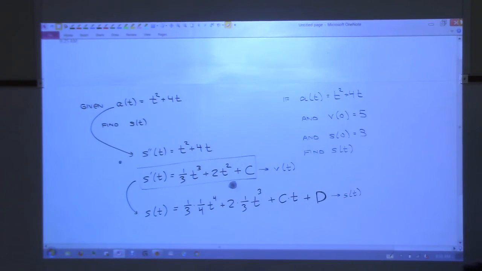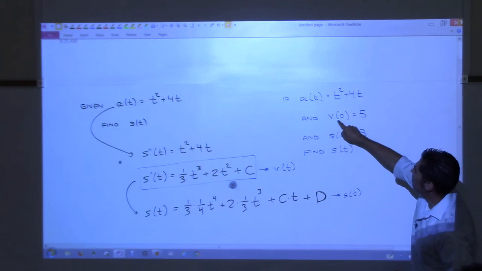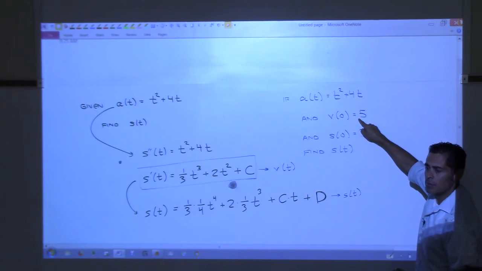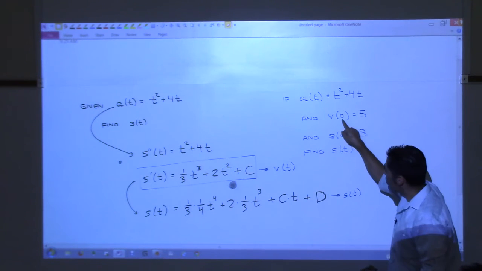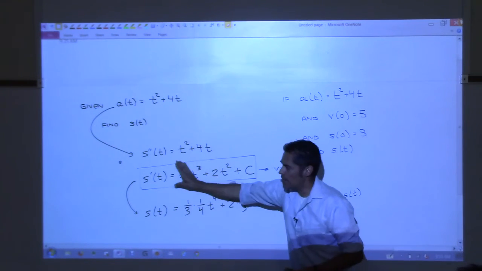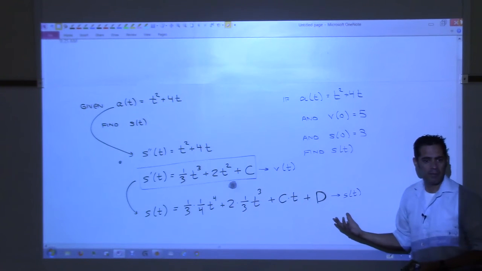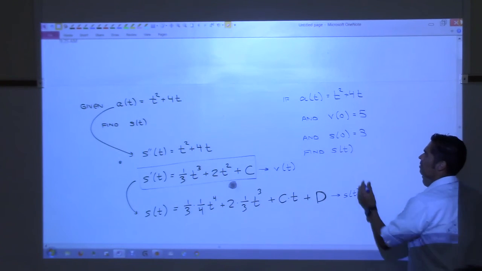And we didn't know what c was? Well, now we can get c, because I know that my velocity at 0 is 5. And this is your velocity, isn't it? So when I plug in 0 for t into this, it should spit out 5. So I'm going to use this.